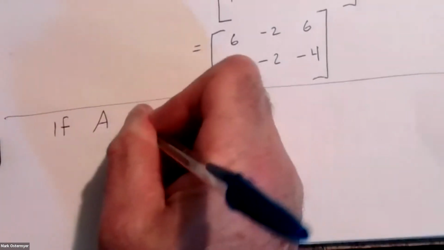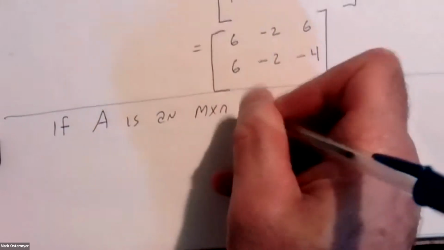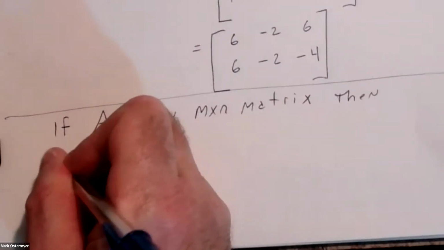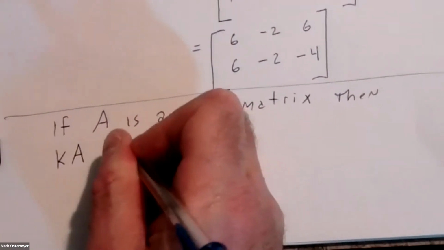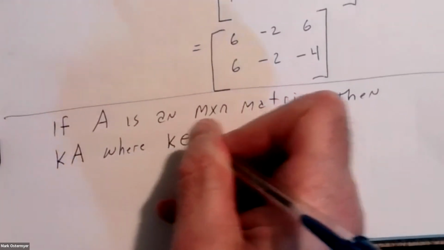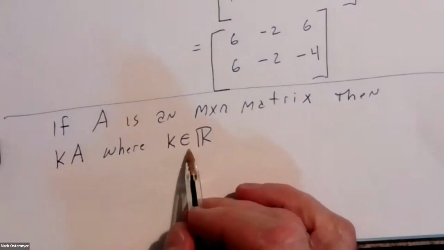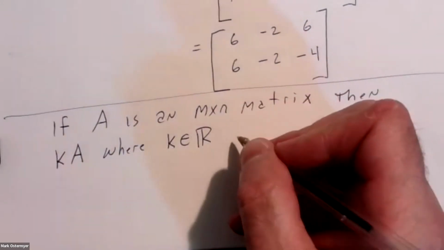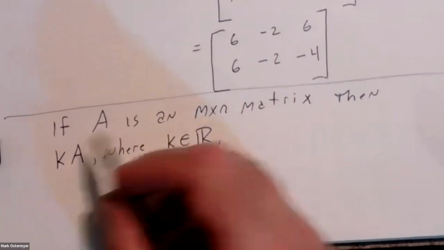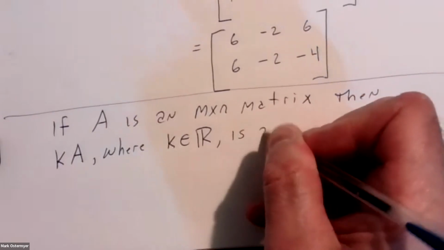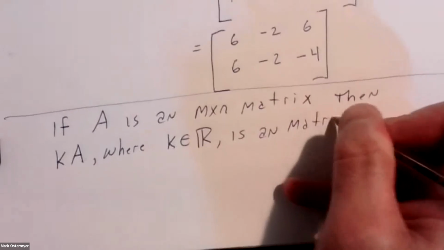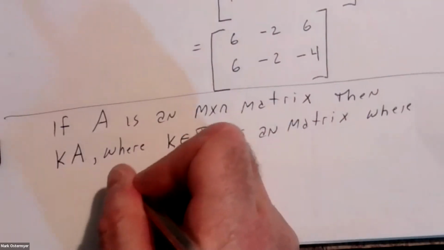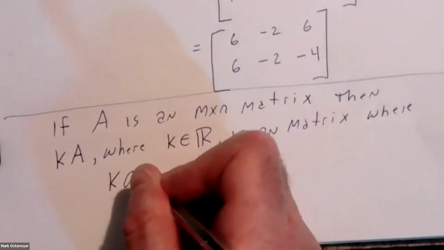Now, if A is an m by n matrix, then how would I multiply a matrix by some real number, where k is just some real number? This is saying that k belongs to the set of real numbers. k is just any ordinary real number. Well, what is this new matrix k times A? Well, it's going to be a matrix where each entry of the matrix A gets multiplied by the real number k.